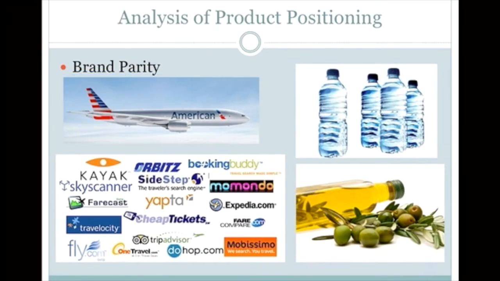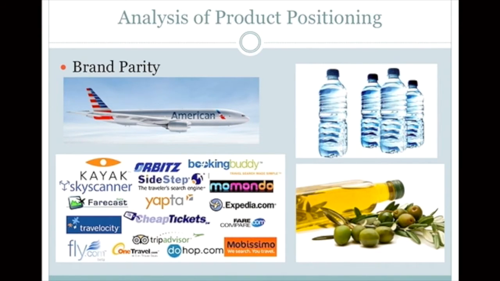Brand parity is when brands are perceived to be highly similar and the only difference is the price. An example of this is airlines. When searching for an airline ticket, most people don't have a specific airline they have to use. They only want to get there and at the cheapest price, which is why airline search engines like Expedia and Priceline are so popular.